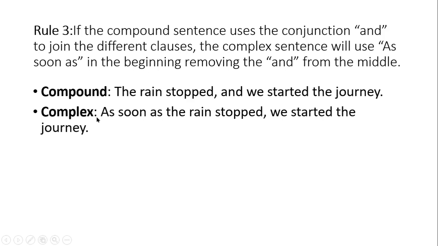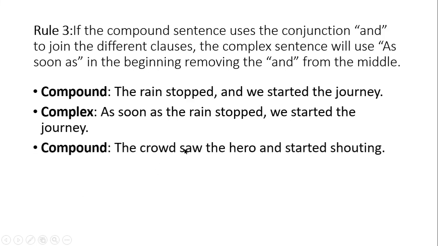You see, at first we have used as soon as at the very beginning of the sentence. Then we have written the first clause, the rain stopped. After that we have put a comma and then we started the journey. Okay, very easy. Next one. The crowd saw the hero and started shouting. So here you see and. This is also the same type of clauses. We use and to join same types of clauses.